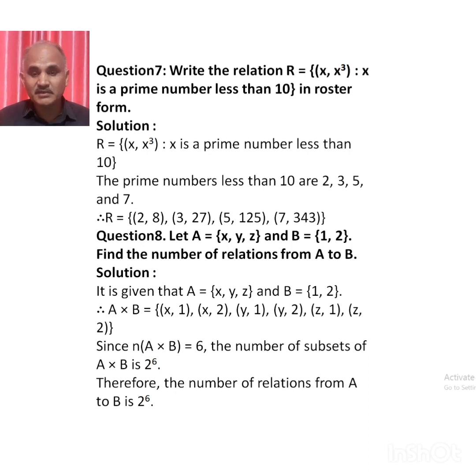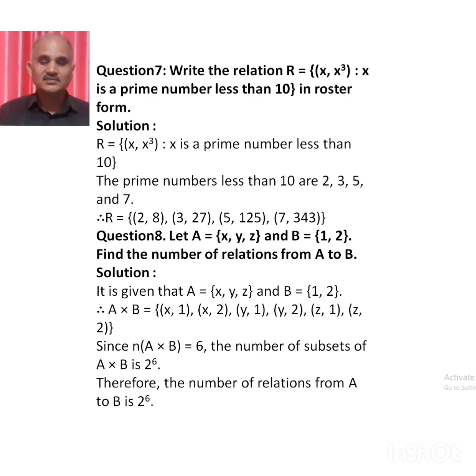9 is not a prime number because the factors of 9 are 1 and 3 also. So a prime number means a number which is divisible only by itself or 1. Write the answer in roster form. So R is equal to (x, x raised to the power 3) such that x is a prime number less than 10. Prime numbers less than 10 are 2, 3, 5 and 7.